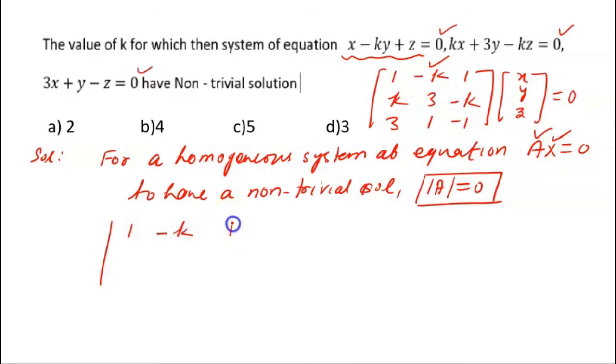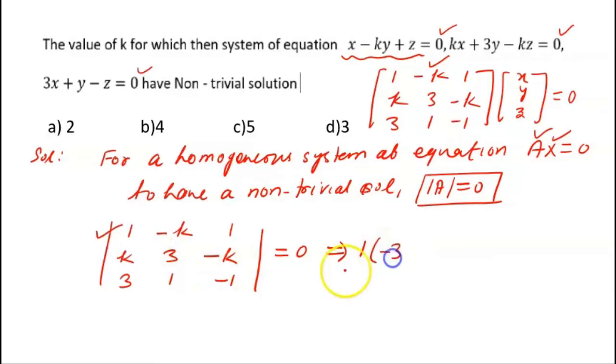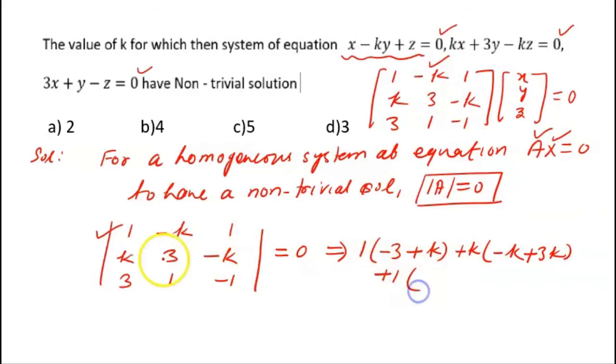1 minus k, 1, k, 3 minus k, 3, 1 and minus 1. If I calculate its determinant value, how will I calculate it? So let us expand it about the first row. So 1 and 3 into minus 1 is equal to minus 3, and minus k, so it will become plus k. This minus k, so it is minus plus k, and k into minus 1, that is minus k, and 3 into minus k is minus 3k, so it will become plus 3k. Okay, and then we have a 1 here, so I will write plus 1, and k into 1 is k, and minus 3 into 3 is equal to 9.